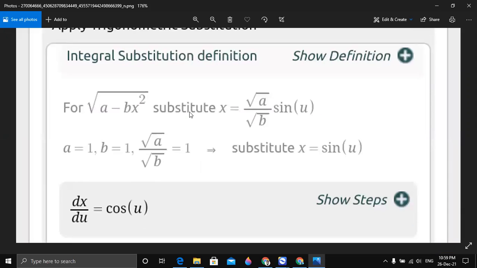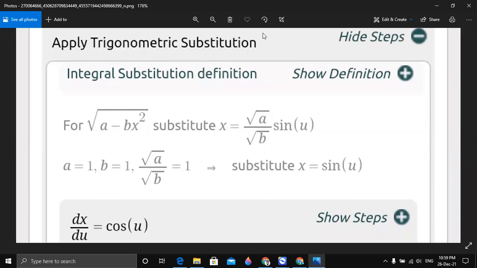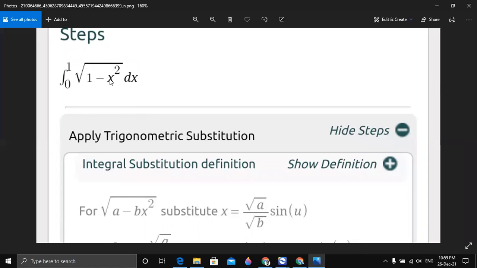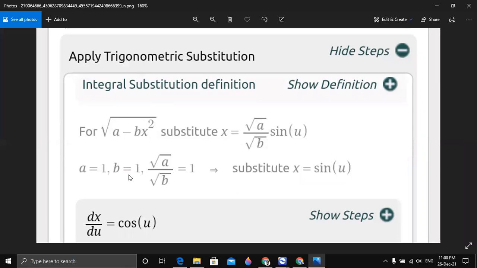So this is the trig substitution rule. If we have a function something like root over a minus bx squared, here we substitute x as root over a by root over b sine u. In this case our a is 1 and b is also 1, so root over 1 by root over 1 is 1. So from the trigonometric substitution rule, our x will be sine u.